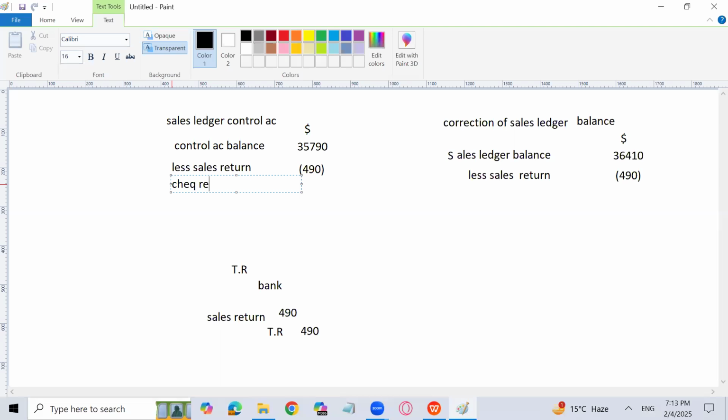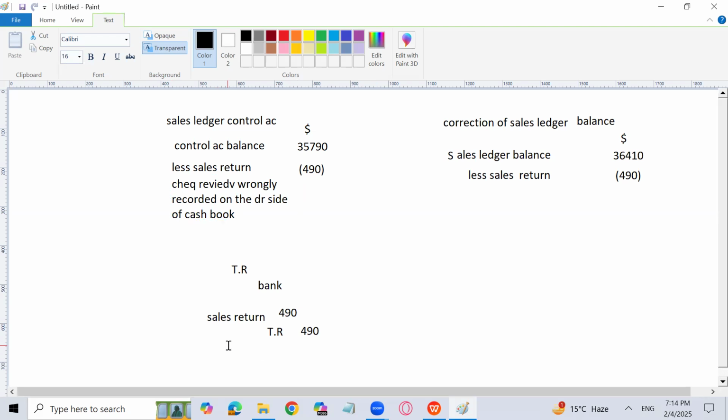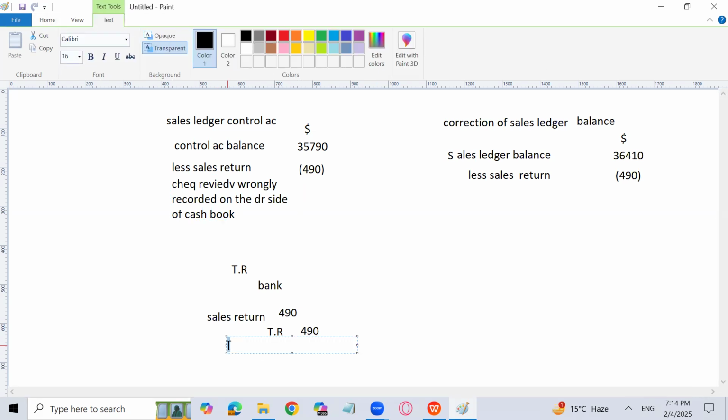Cheque received, wrongly recorded on the debit side of cash book. Let me explain again. When you receive the amount from a cheque, the entry will be bank to trade receivable, bank debit, trade receivable credit. But now, because the cheque is dishonored, we should have passed the entry trade receivable to bank. But instead of passing the entry trade receivable to bank, we have passed the entry bank to trade receivable.